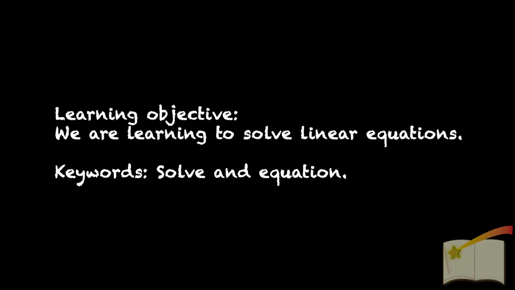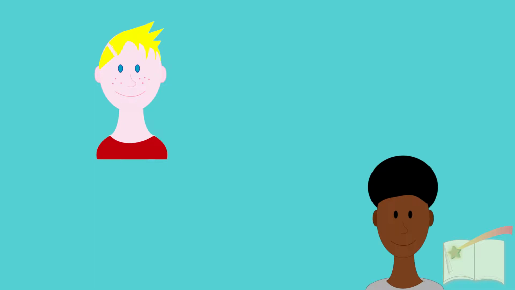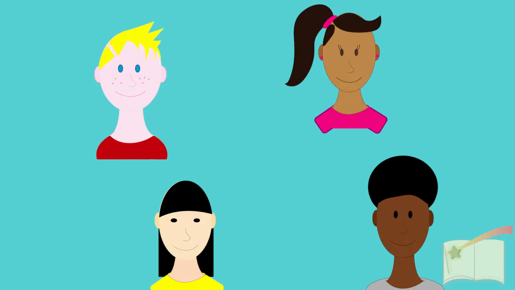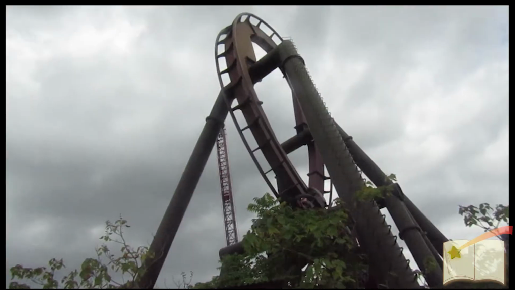Today we are learning to solve linear equations. Our keywords are solve and equation. This is Nicholas, Jamal, May and Gurpreet. They are all mechanical engineers who design roller coasters.